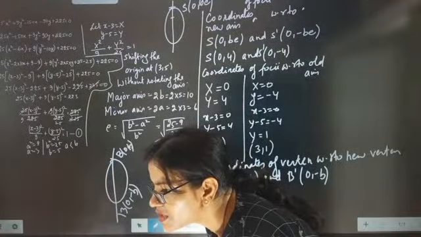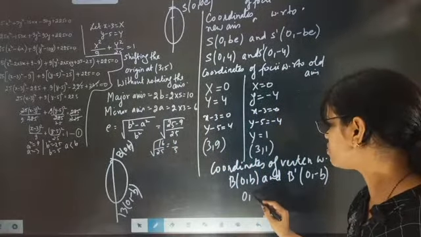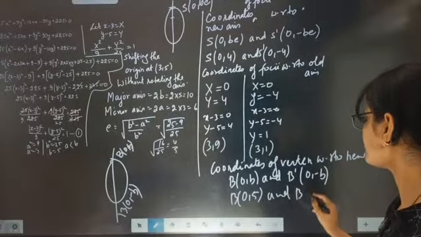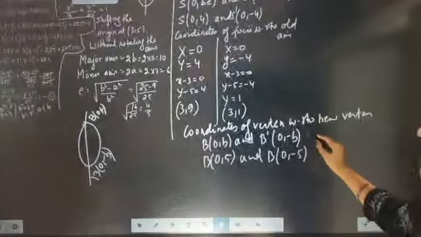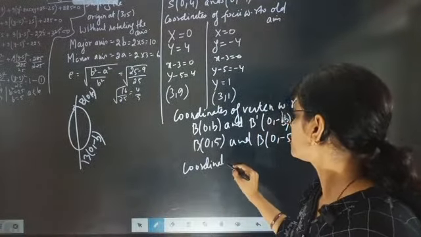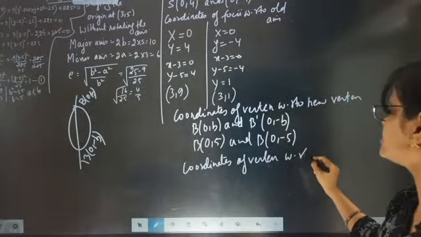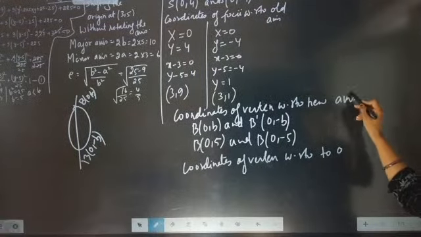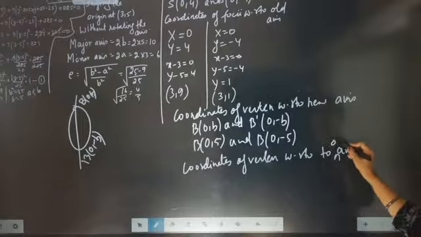3 comma 10 and minus 10. Okay, let's check this one out, beta. So B is exactly 0 comma 5 and 0 comma minus 5, but we have to find the coordinates of the vertex with respect to the old axis, with respect to the new axis, with respect to the old axis.